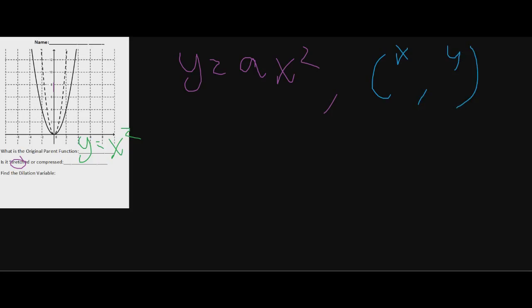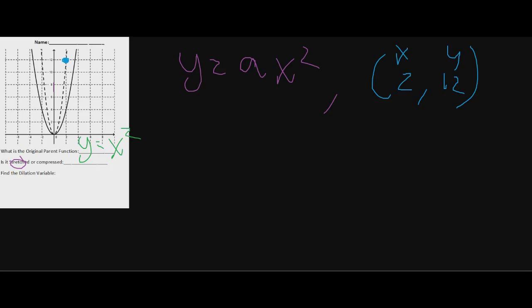So let's pick, I guess we'll pick this point right here. All right, we picked that point. It looks like the x value is 2 and the y value is 12. So 2, 12. All right, so now we replace.